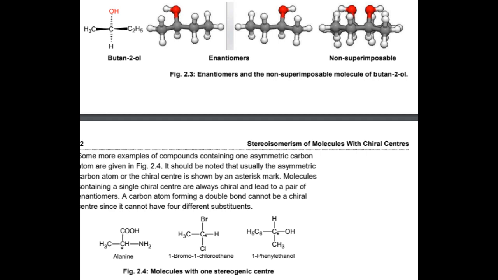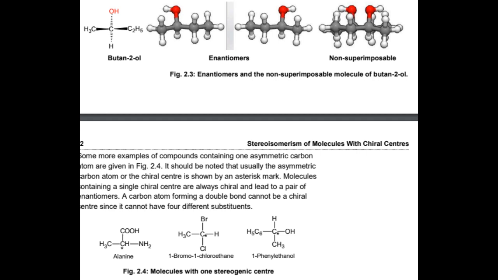It should be noted that usually the asymmetric carbon atom or the chiral center is shown by an asterisk mark. Molecules containing a single chiral center are always chiral and lead to a pair of enantiomers. A carbon atom forming a double bond cannot be a chiral center since it cannot have 4 different substituents. Figure 2.4, molecules with one stereogenic center.